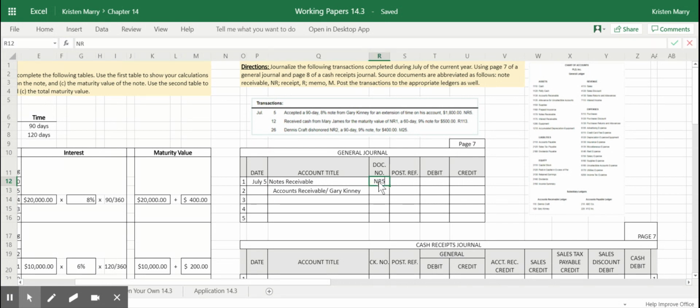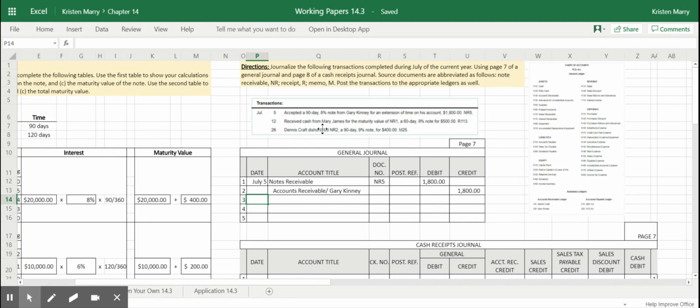So this is for notes receivable 5 is our document number. We'll come back and fill in the post reference once we post them to their individual ledgers. So he's asking for $1,800 to pay down that account. Okay.